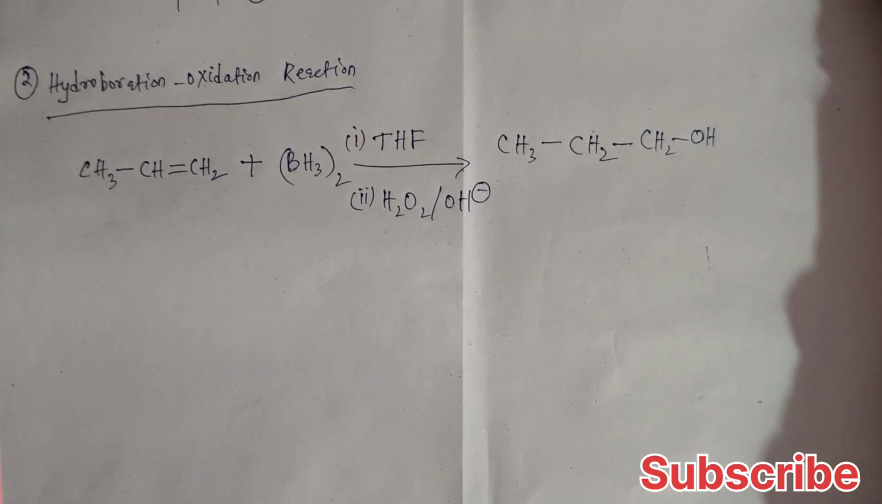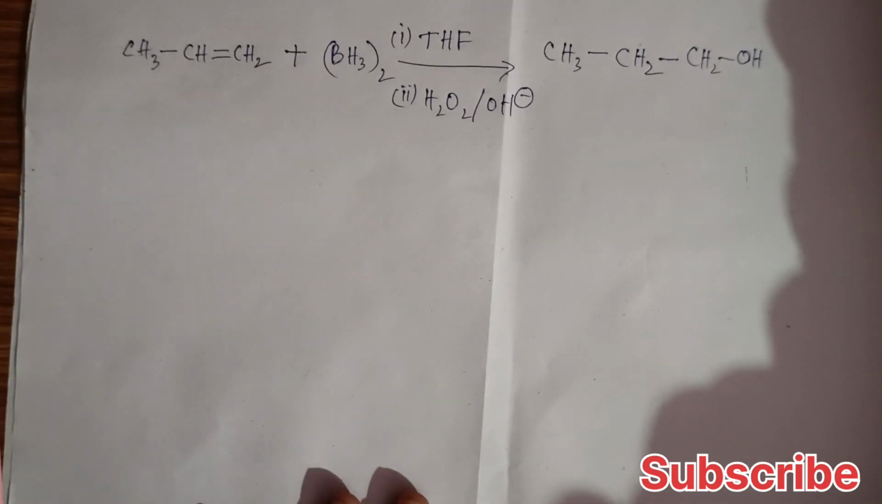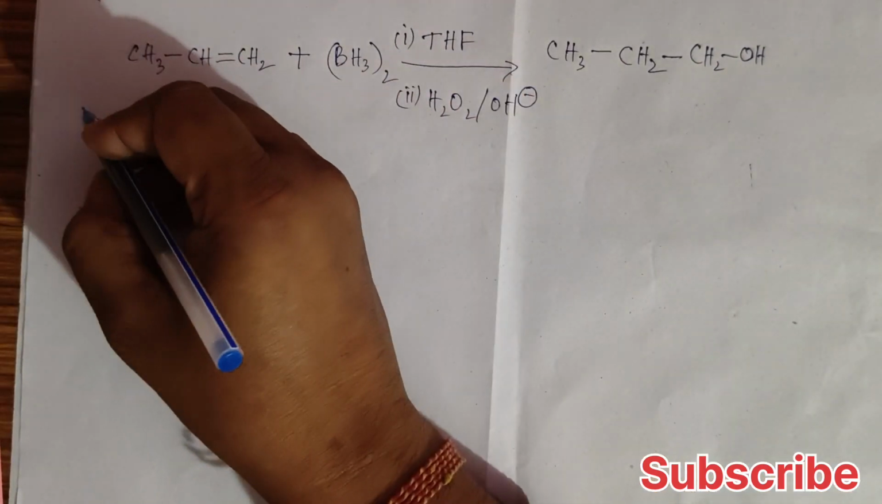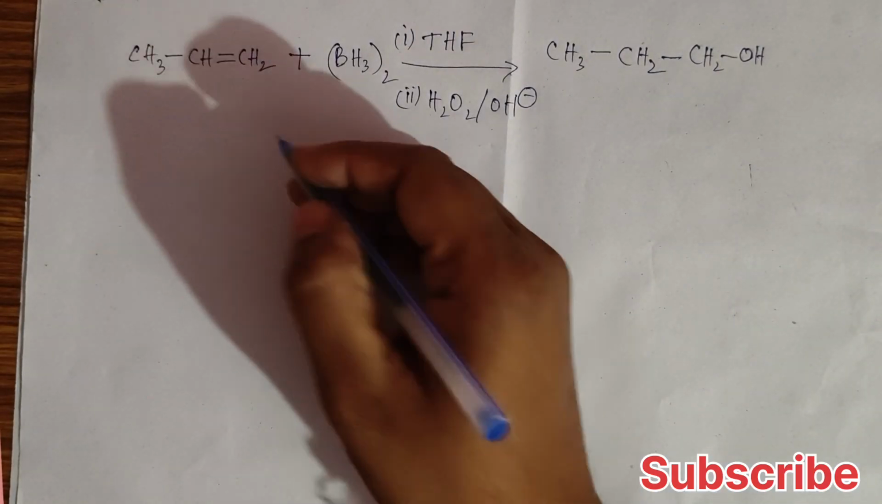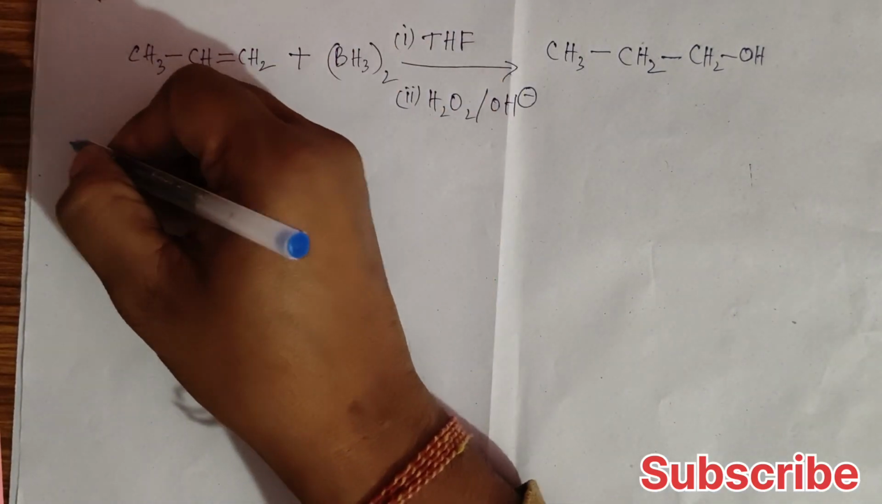Okay, so now let me tell you how this product will actually be obtained. So let me write the mechanism one by one, stepwise. We'll clearly understand what its mechanism is. Clear? So now I will write here the mechanism.